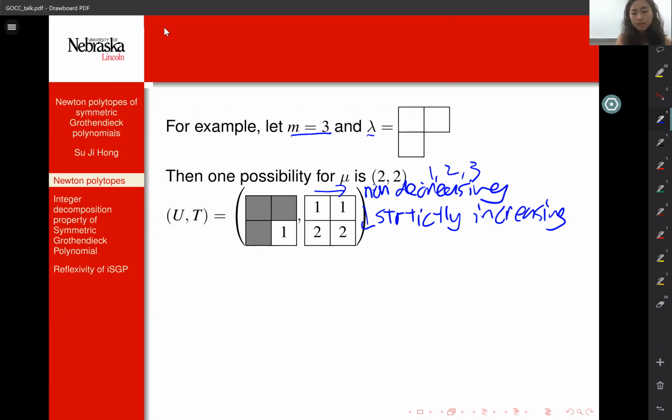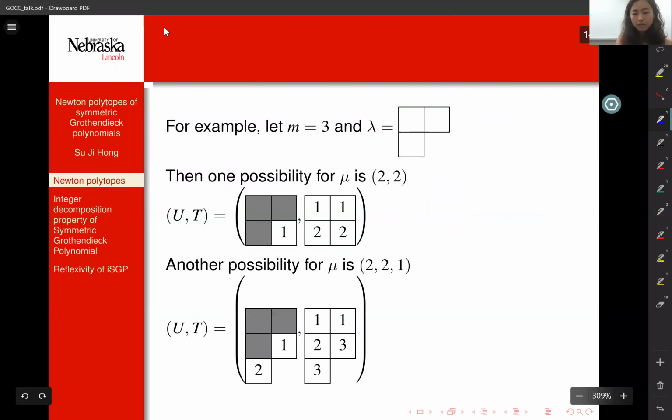So another possibility is mu can be 2, 1. So this is going to be the skew-Young tableau. We can fill it with 1 here. We have to fill it with 1 here. In this case, we can fill it with 1 or 2. I just picked 2 in this case. And as you can see, it's strictly increasing this way, and it's just non-decreasing that way.